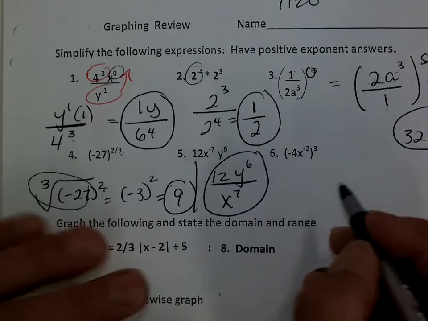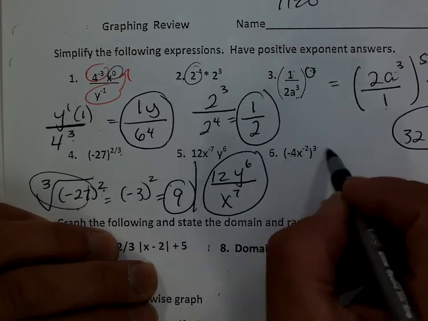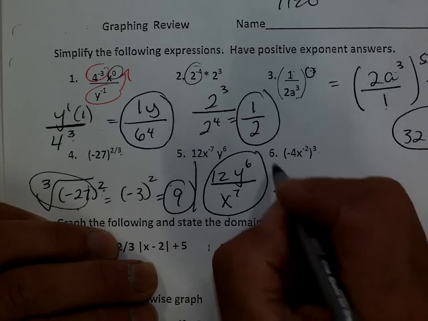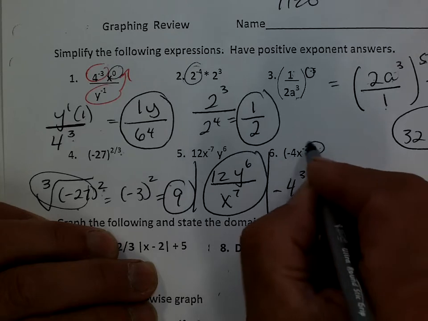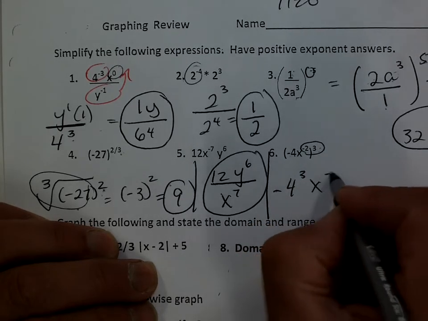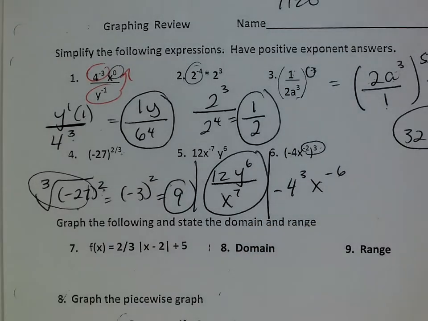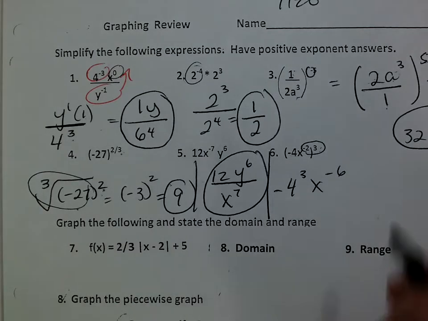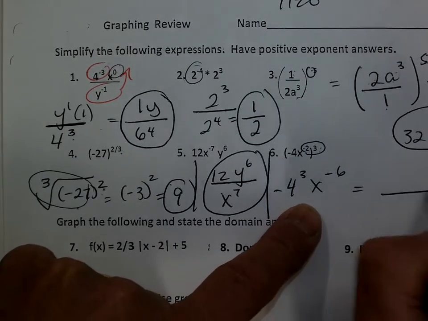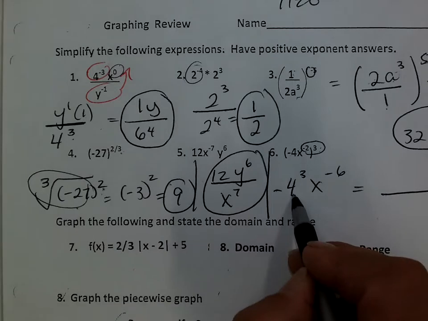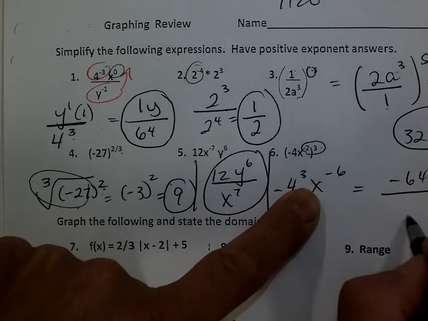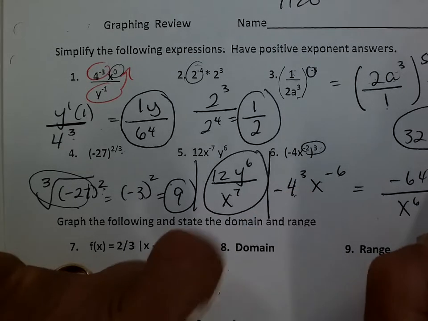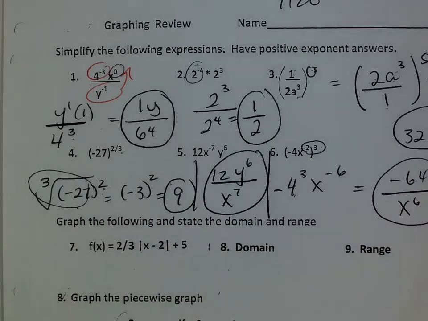Okay. 6. Well, I need the negative 4 to go to the 3rd power. And I'm going to multiply exponents. I'm going to get an x to the negative 6. That's just faster to do it that way, is to multiply exponents. Then, fraction bar. Let's see, negative 4 times negative 4 is 16 times negative 4 is a negative 64. Bring the x down. Boom. There it is.